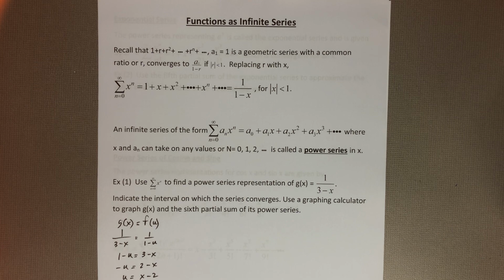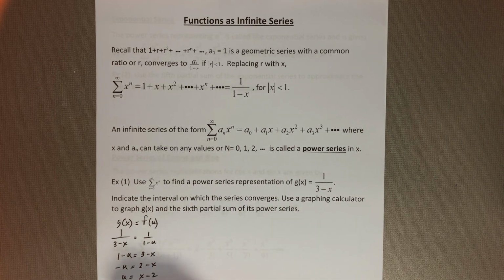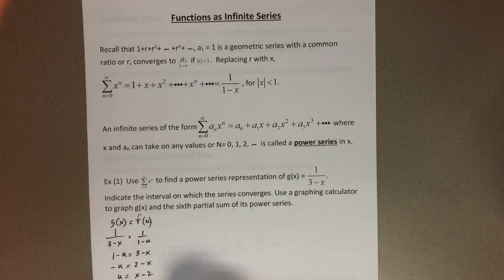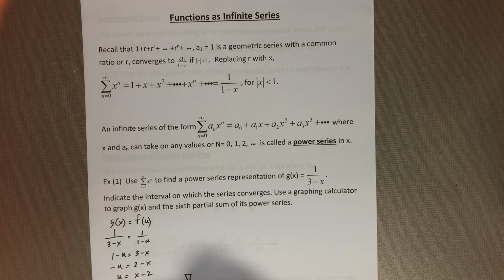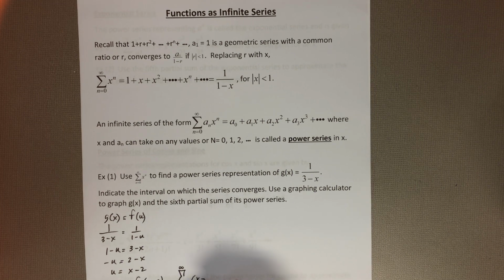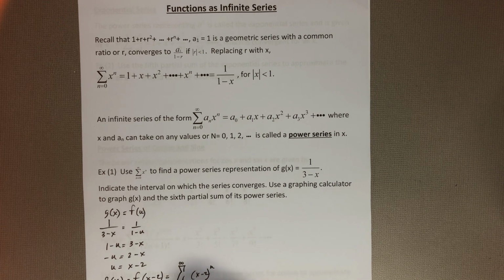All right? And what that means is this. That means that g of x is equal to f of x minus 2, which is equal to the summation from n equals 0 to infinity of x minus 2 to the n, for the absolute value of x minus 2 less than 1.